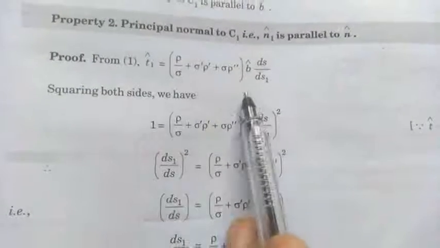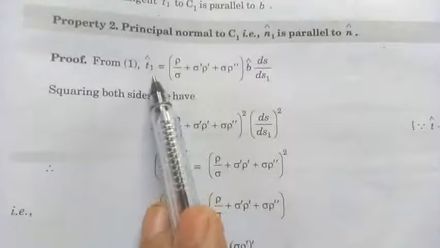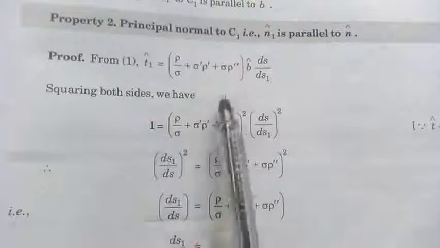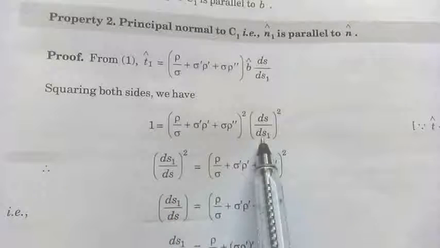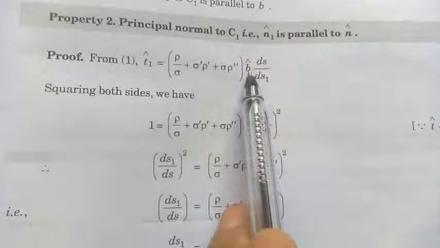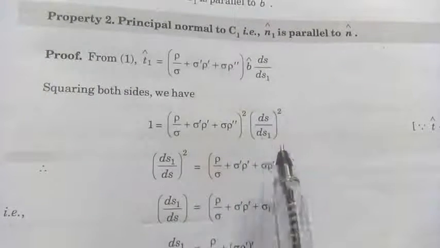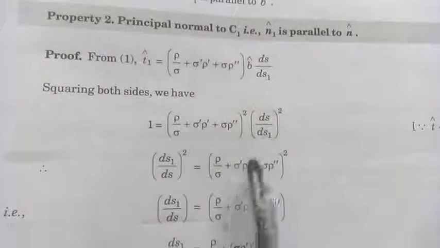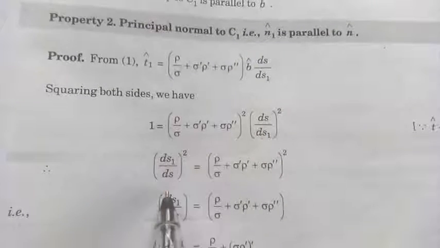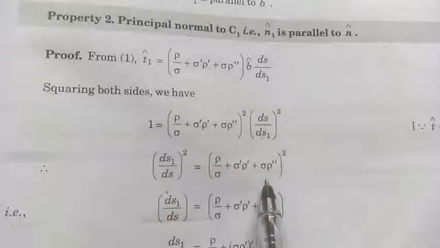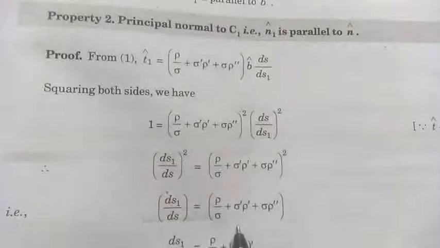Now squaring both sides. t1 cap is a unit vector, so its square will be 1: t1 cap dot t1 cap is 1. Here we have the square of this expression and the square of this expression. b cap is a unit vector, so b cap dot b cap will be 1. So from here we can find the value of ds1 by ds. Shifting it to the left hand side, ds1 by ds whole square is equal to this expression. Now taking the square root on both sides, we get the value of ds1 by ds from here.